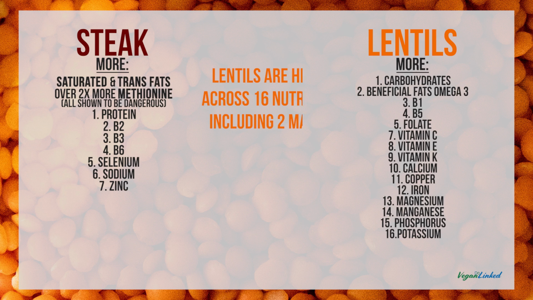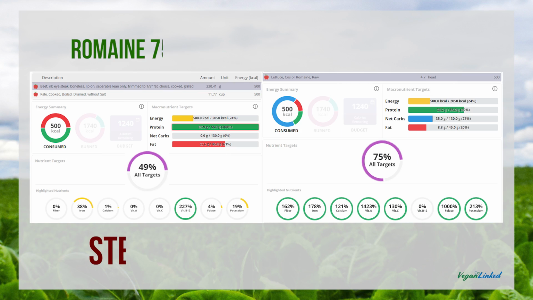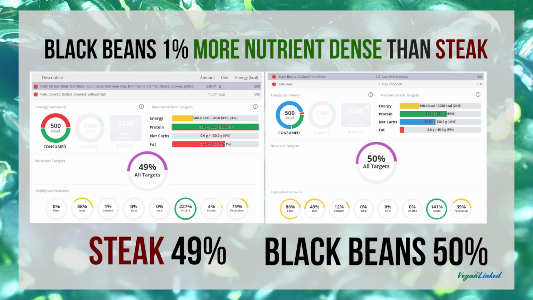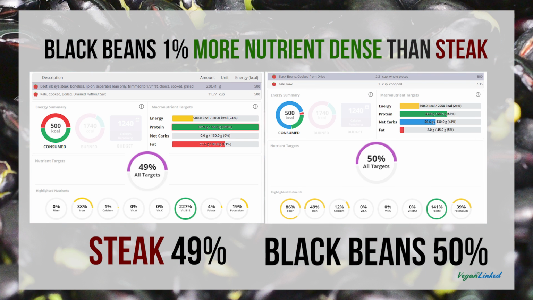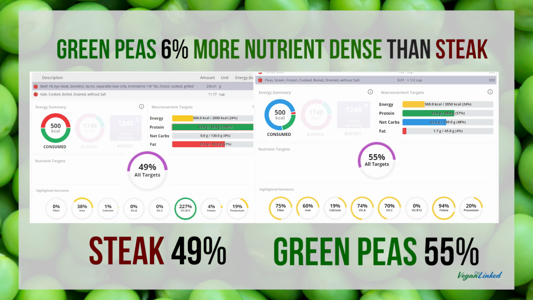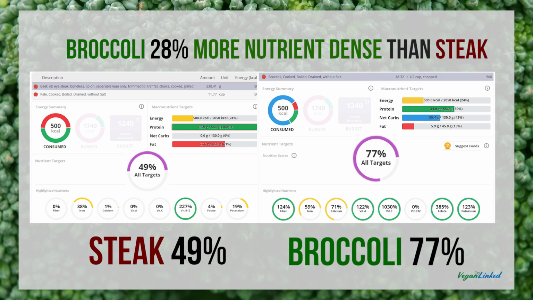Lentils were higher across 16 nutrients, including 2 macros. Again, that third was only higher in steak due to methionine, and this time there was an insignificant difference between 2 other amino acids. Romaine lettuce is 75% more nutrient dense than steak. Black beans are 1% more nutrient dense than steak. Green peas are 6% more nutrient dense than steak. Broccoli is 28% more nutrient dense than steak.